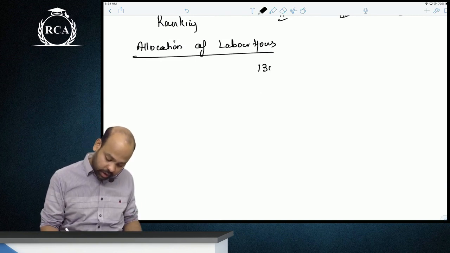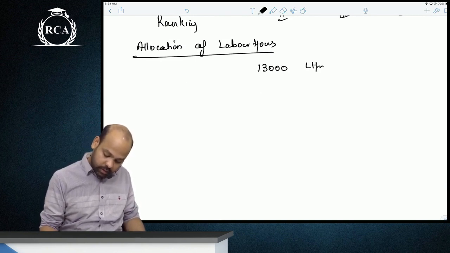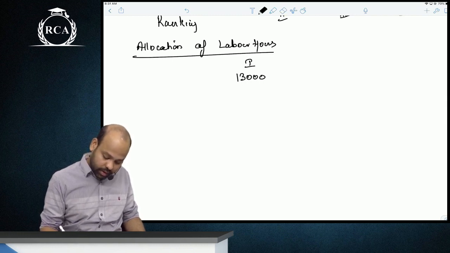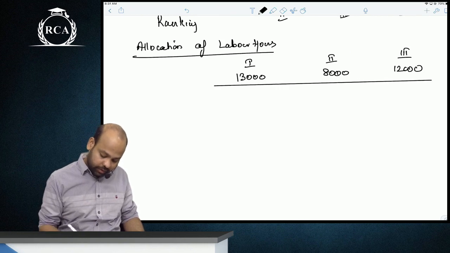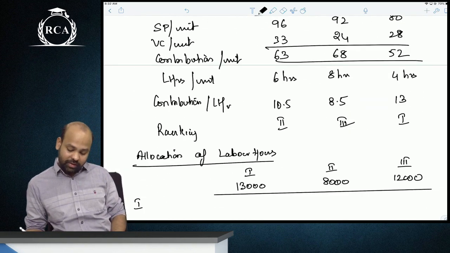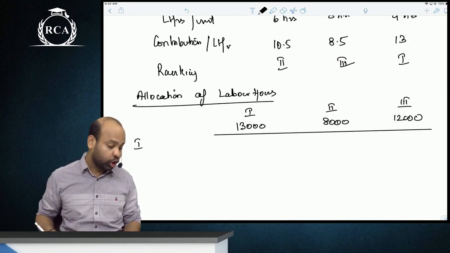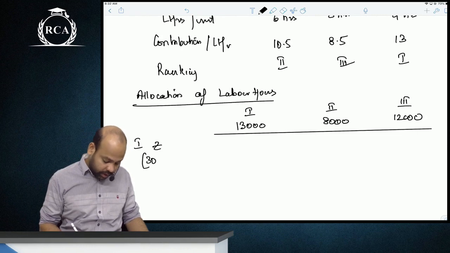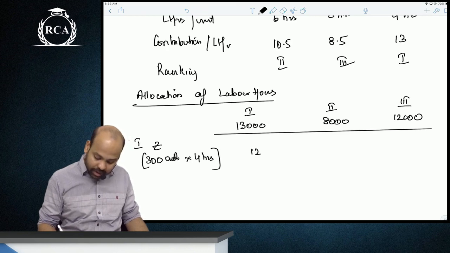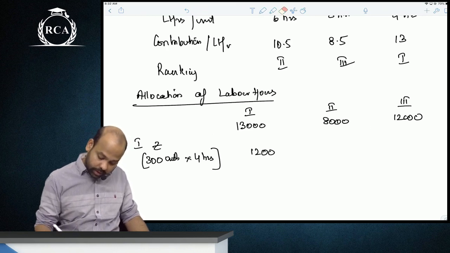3 instances. 13,000 labor hours, case 1. Case 2, there are 8,000 labor hours. Case 3, there are 12,000 labor hours. We all know that the first preference will be given to product Z, resulting in the highest contribution per labor hour. The external demand for product Z is 300 units, and every unit takes 4 labor hours. So that would be 1200 labor hours.